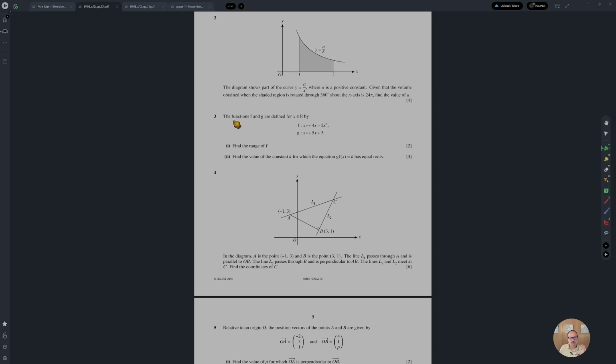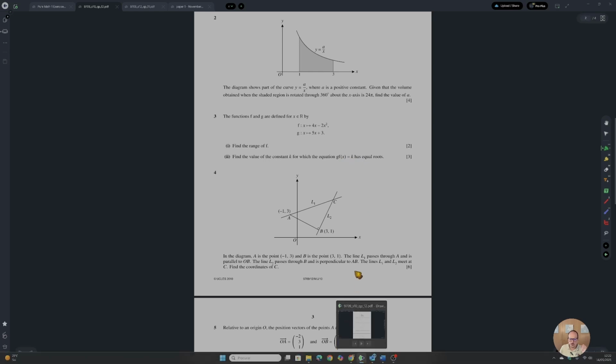And it says, the functions f and g are defined for any x that is real by, and you have here f of x equals 4x minus 2x squared, and g of x equals 5x plus 3. So a parabola and a straight line. Find the range of f, and then find the value of the constant k for which the equation g of f of x equals k has equal roots.